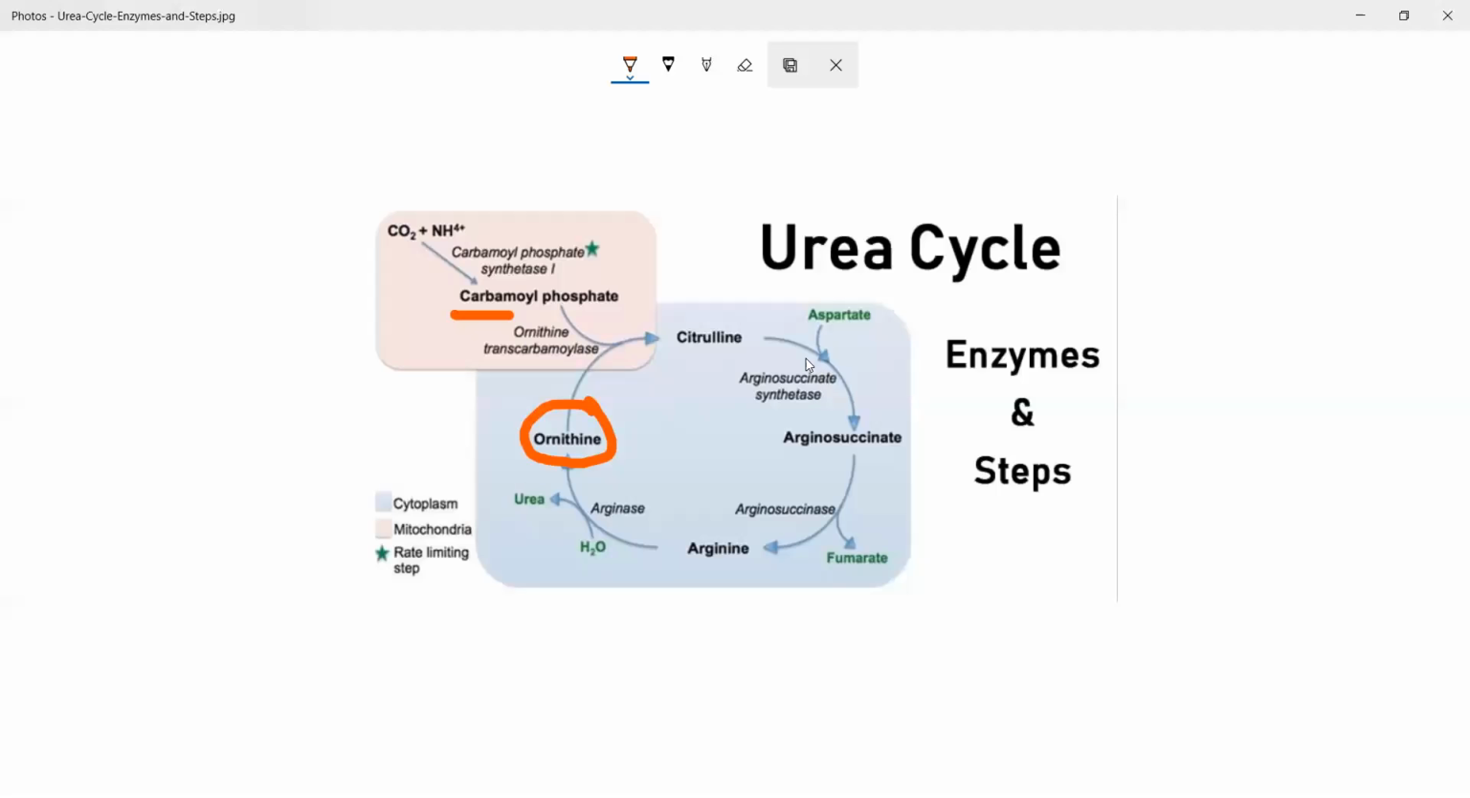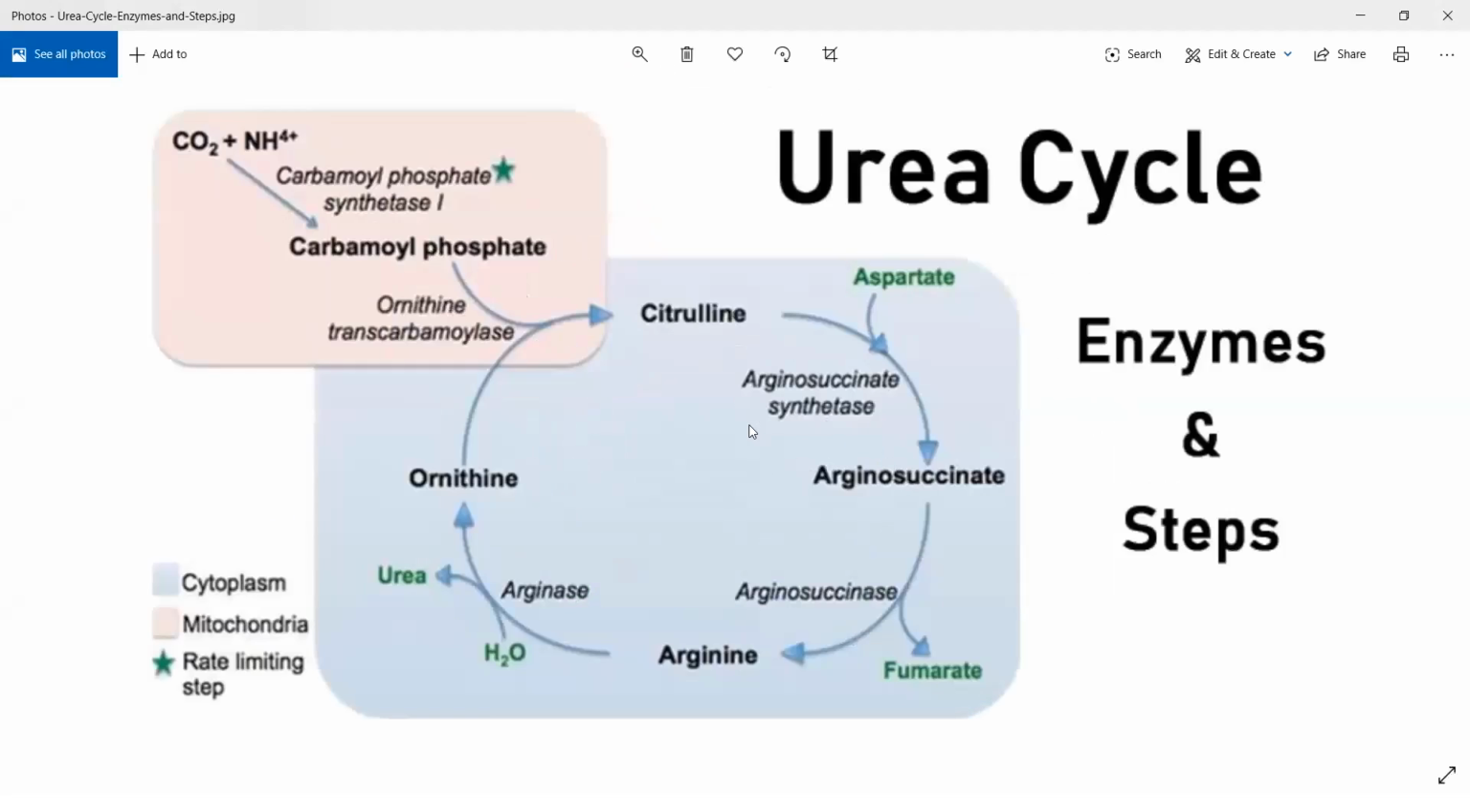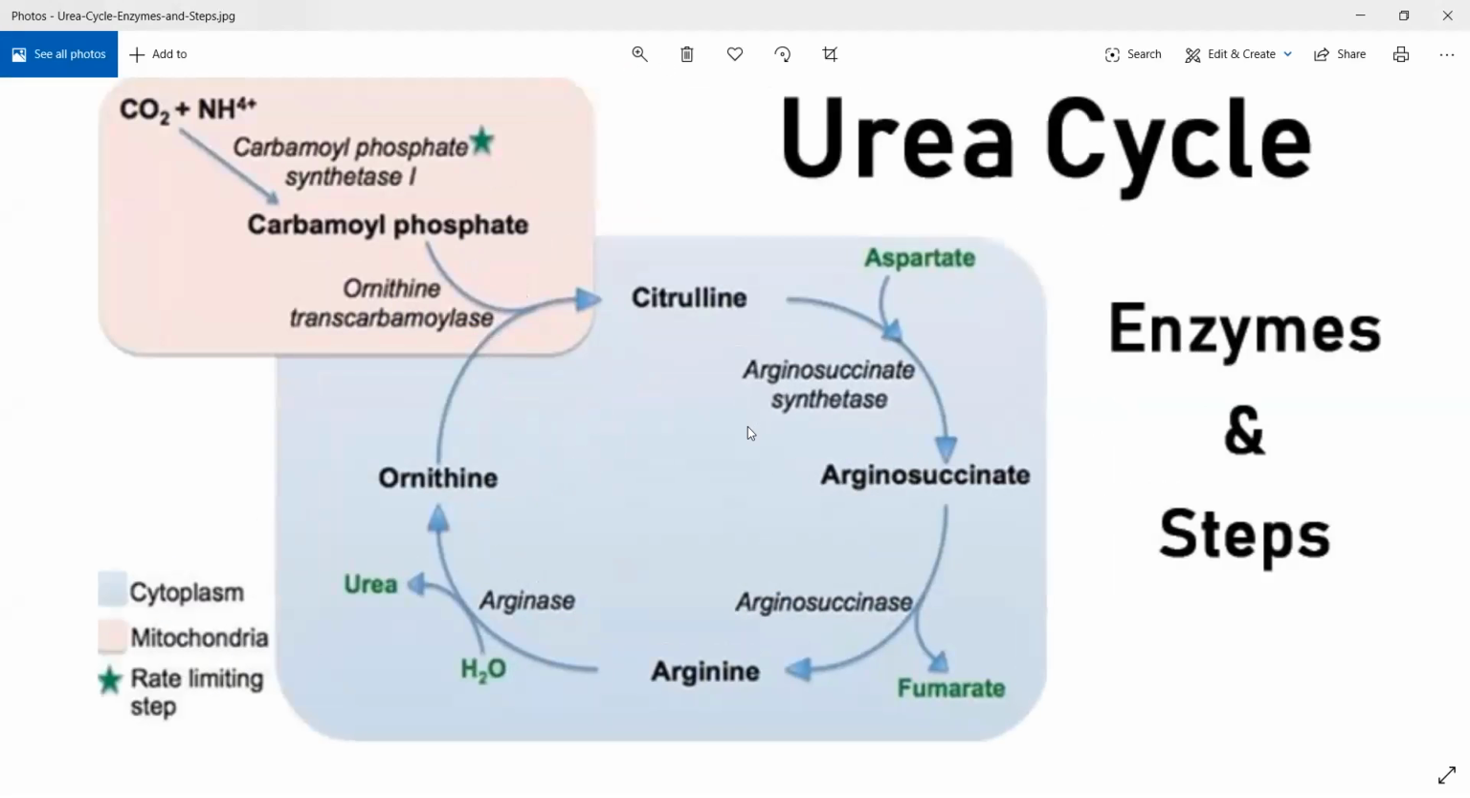Now coming back to our cycle. Carbamyl phosphate, as we were discussing, will combine with ornithine in the presence of ornithine transcarbamylase, and it will form citrulline. The initial reaction occurs in your mitochondria, where carbamyl phosphate and ornithine combine to form citrulline, and citrulline comes out of your mitochondria.